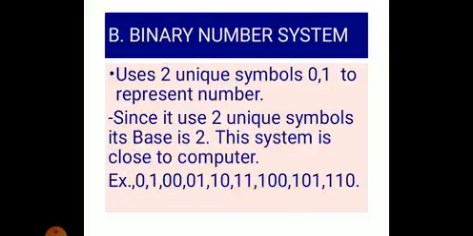The second number system is the binary number system. This is very close to the computer. You know, the computer knows only the binary language. As its name suggests, we can understand that the binary system uses only two symbols, that is 0 and 1. Since it uses two unique symbols, its base is 2. Examples are shown on the screen.